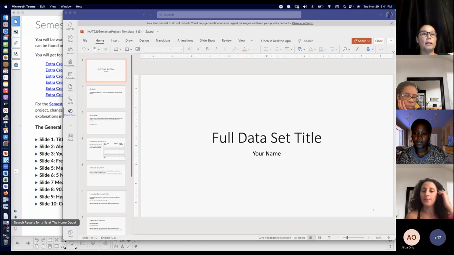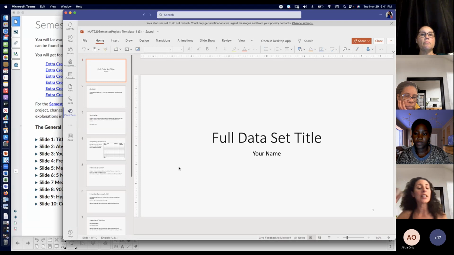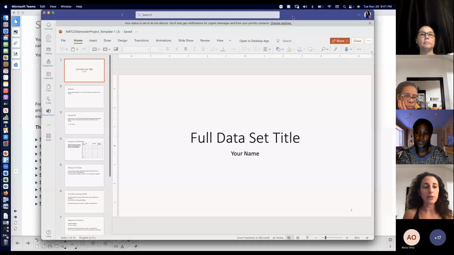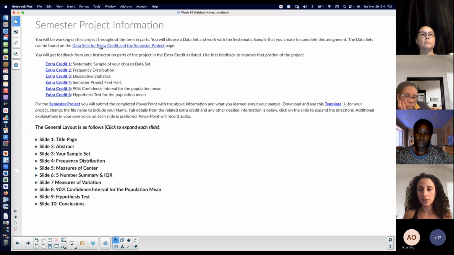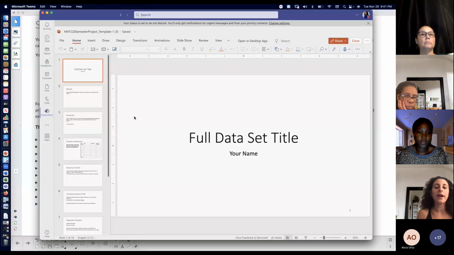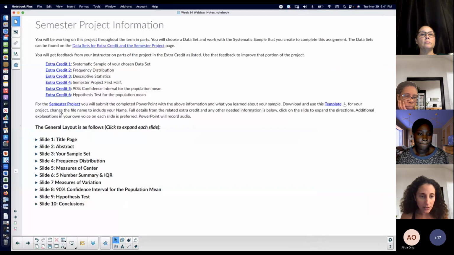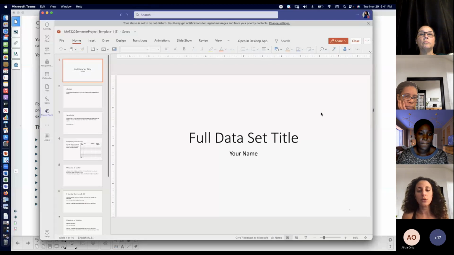PowerPoint. That's it. Okay. So this is your template. You're given this template, right? Download it, it's here. Download and use this template for your project. Now, change the file name to include your name, full details from the related extra credit. So this is my template.